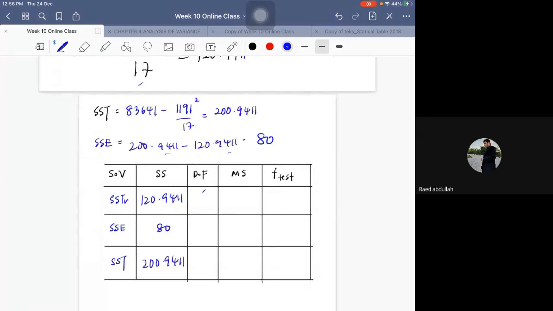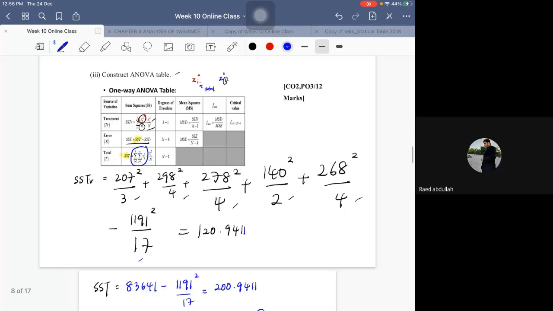Can somebody tell me what is going to be the value right here? So what is going to be the degree of freedom for sum square treatment? So this is going to be the formula K minus 1.